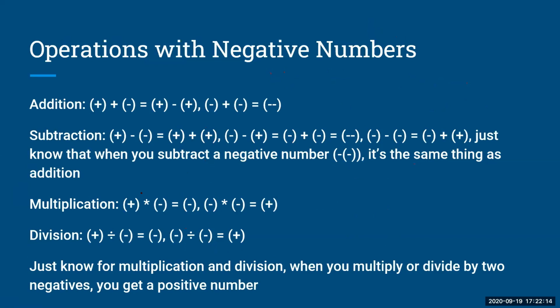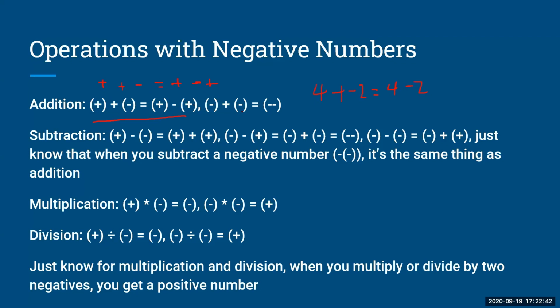All right, this looks a little confusing, but it's not that bad. Okay, so operations with negative numbers. If you have a positive number and you add it with a negative number, it's the same thing as subtracting. So 4 plus -2 is equal to 4 minus 2. So positive plus negative equals positive minus positive.